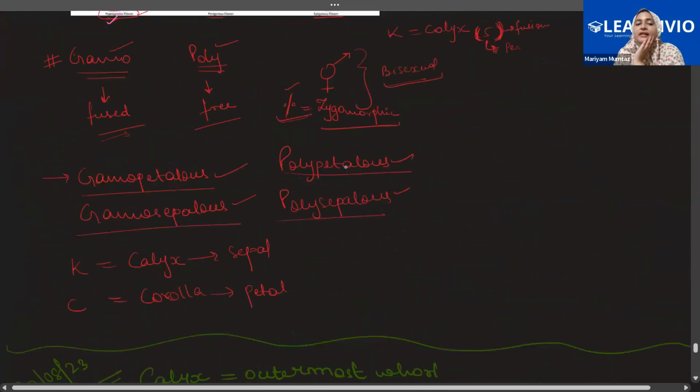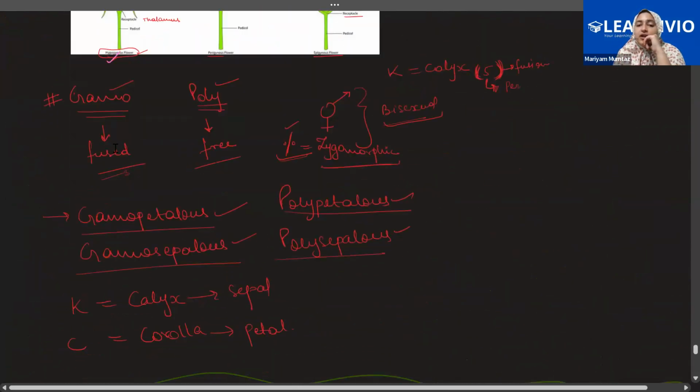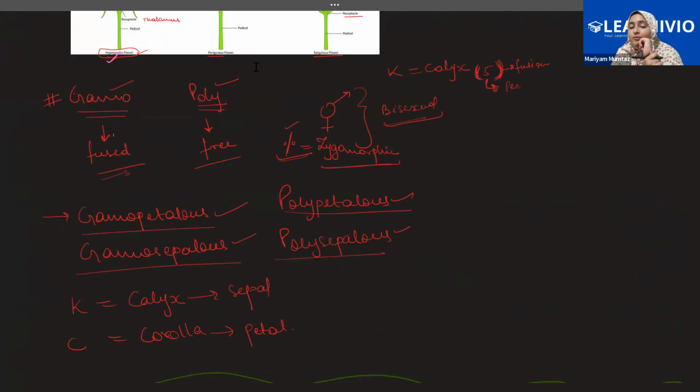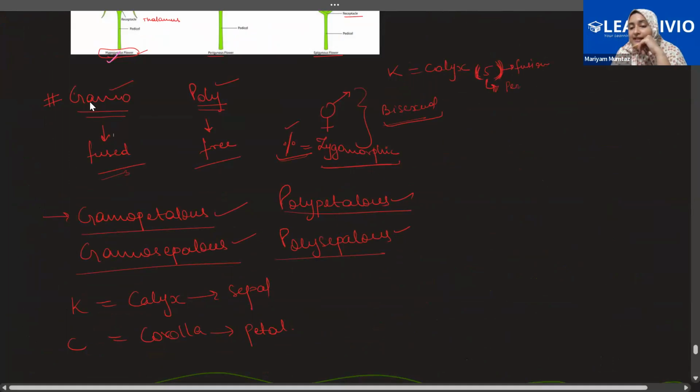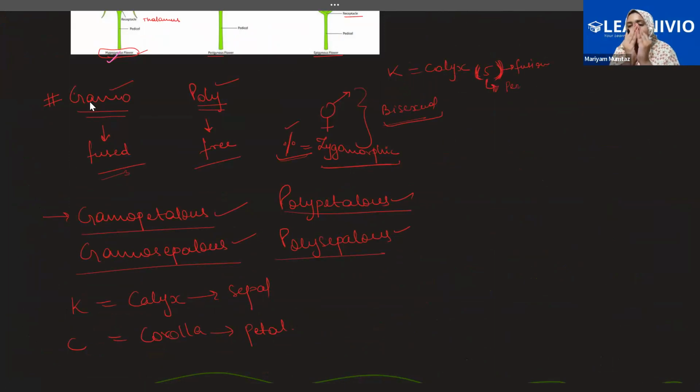Okay. Now after that, there are two more words that you should know. See, gamo and poly. In terms of flowers, there are two more words, gamo and poly. Whenever you see the word gamo, gamo means fused. Poly means free. So if I say gamopetalous, it means the petals are fused. Just like in a tulip. Tulip is like this, right? The petals are fused, they are closed, the tulips are not open like that. So gamopetalous means fused petals. And if I say polypetalous, it means the petals are free. They are not attached, they are free.